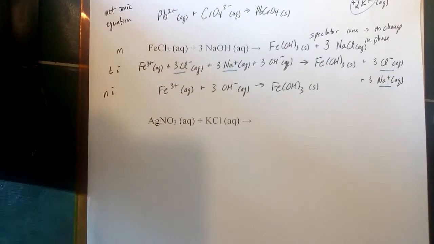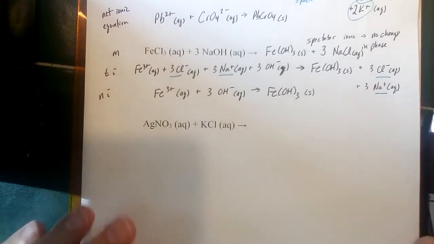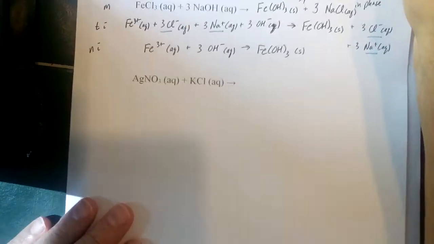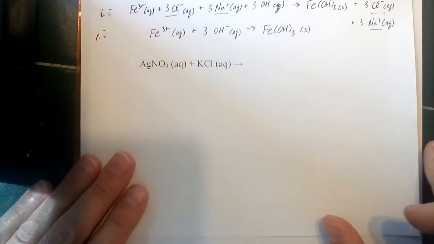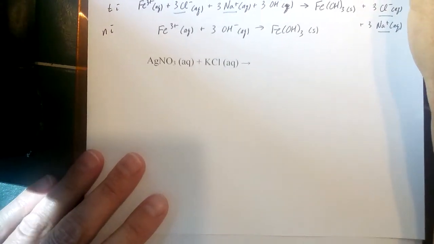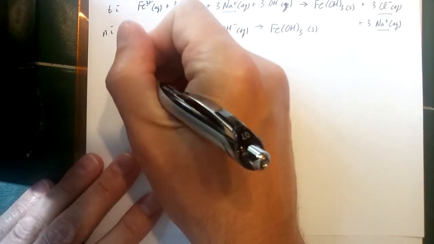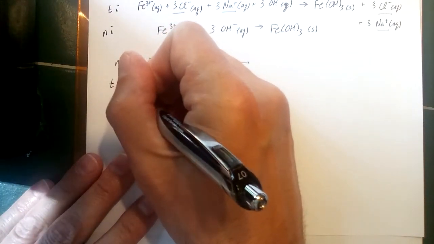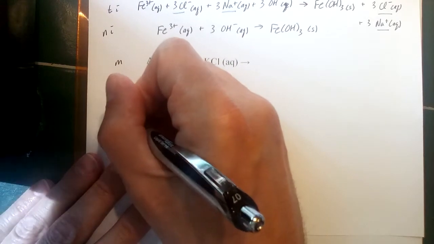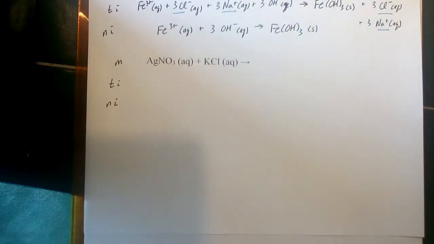Okay, so continuing on here, looking at predicting the products of these precipitation reactions. We've got one more example here, and again, we want sort of the same setup. We want to finish the molecular equation, write and finish the total ionic equation, and then identify the spectator ions and figure out the net ionic equation for this reaction.